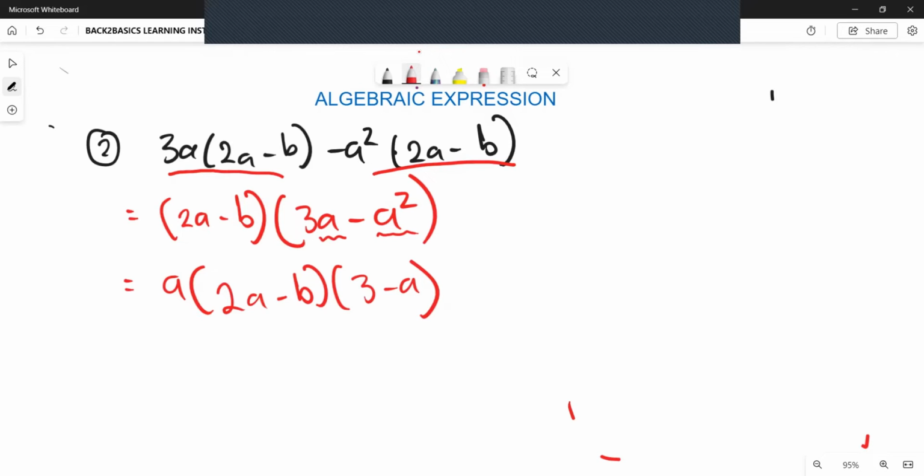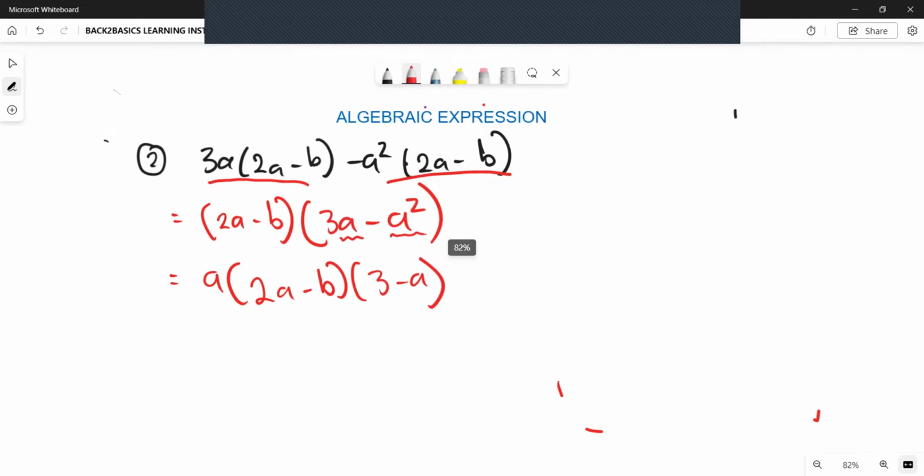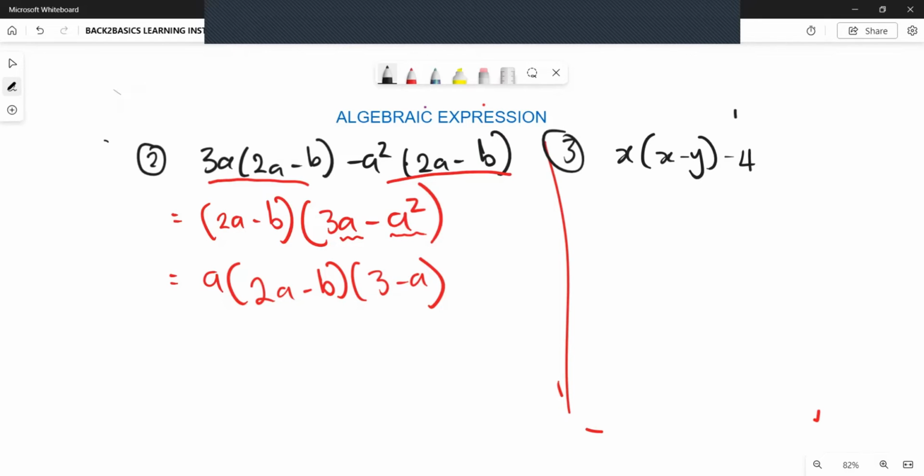Altogether, now you have factorized your equation fully, right? Now let's try and make up some space here. Now let's check. Let's say we have your example number 3. In this one, you are given x into bracket x subtract y, and now you have subtract 4 into your x subtract y squared. Now, what is it that we can do here?